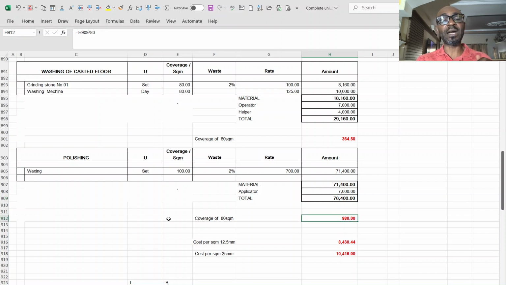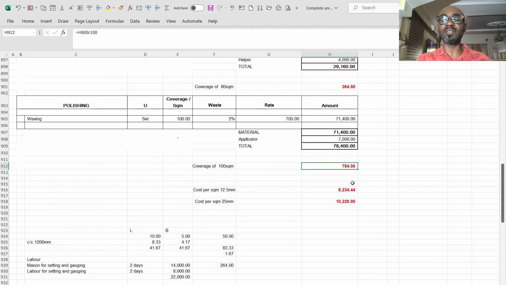Then if you divide it by 100 square meter, you have 784 naira 00 kobo.